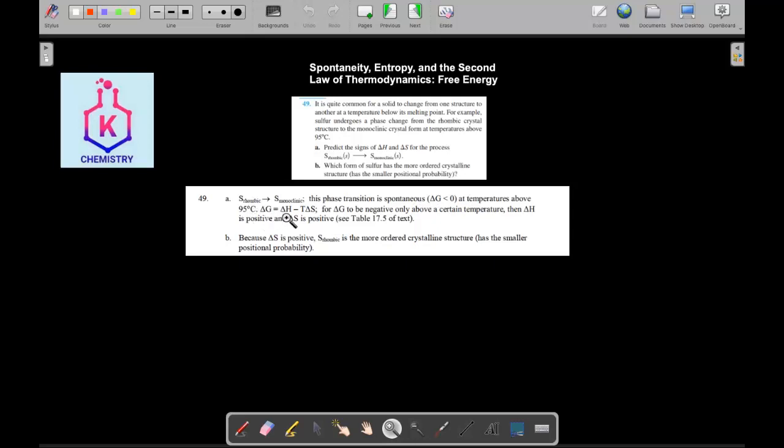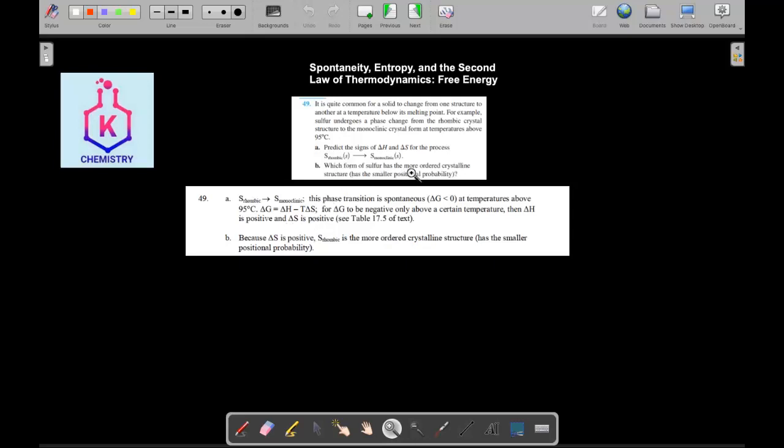So delta G is equal to delta H minus T delta S. For delta G to be negative only above a certain temperature, delta H is positive and delta S is positive, as we have explained previously. When delta G is negative only above a certain temperature, like here in the example above 95, this means that delta H is positive and delta S is positive. This is the only case where delta G is negative only at higher temperature.